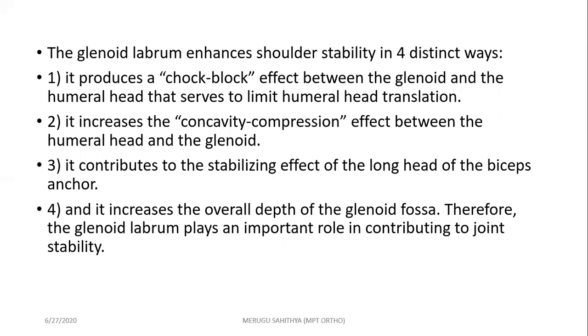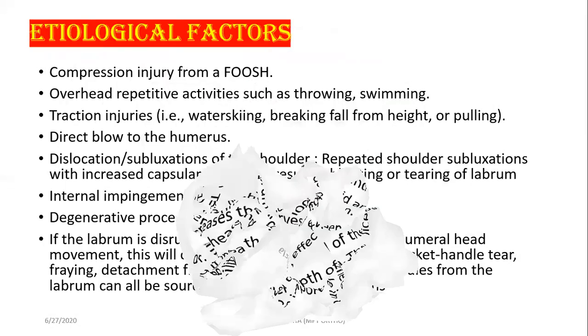The third thing is it contributes to the stabilizing effect of the long head of biceps anchor, and it increases the overall depth of the glenoid fossa. Therefore, the glenoid labrum plays an important role in contributing to joint stability.